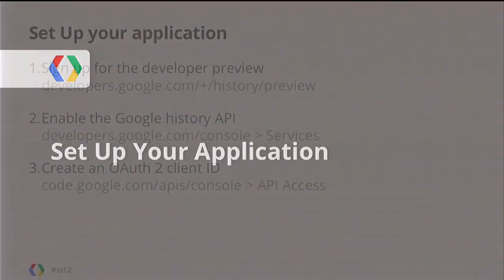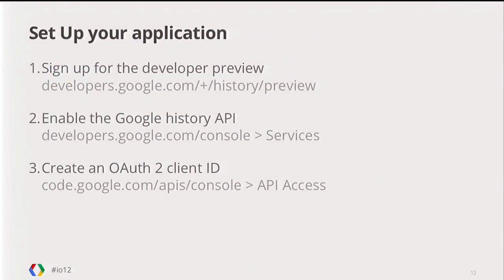There's just a few steps. First off, you sign up for the developer preview. Now again, this is an early developer preview. It's meant for developers only. It's not ready for your end users. But it is the right time to test it on your application and give us feedback. Next, you enable the History API. So you're going to create an application in the API console, and you're going to go to the Services tab and turn on both the Google Plus API and the Google Plus History API. And then finally, you're going to create an OAuth 2 client ID, and that's what we use in our application.